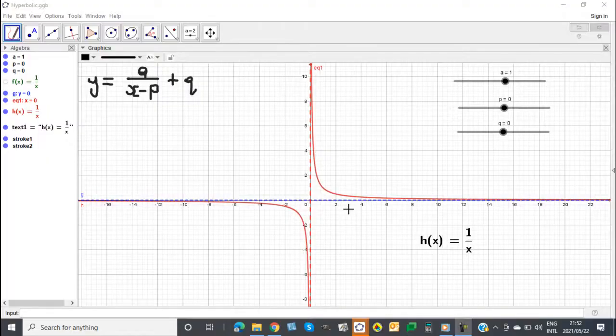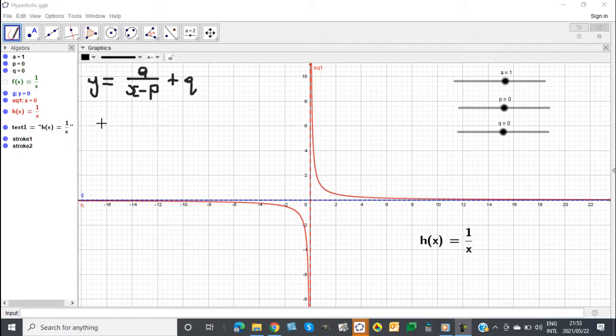Alrighty, let's get started. So, we'll be looking at the hyperbolic, and particularly just the effect of A, P, and Q, because it's important to know the general form of the graph before you actually sketch the graph.